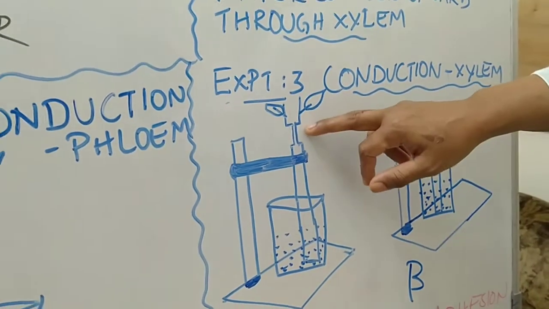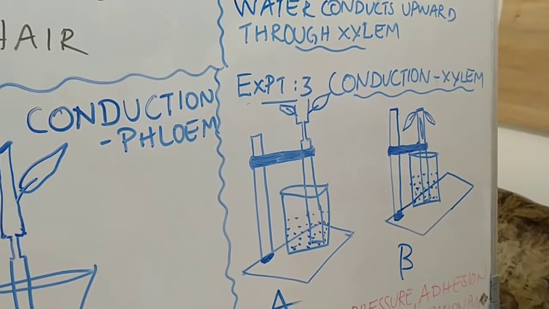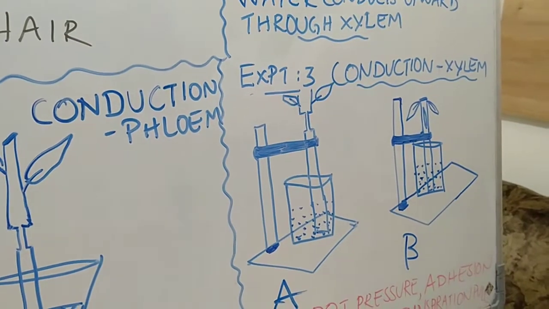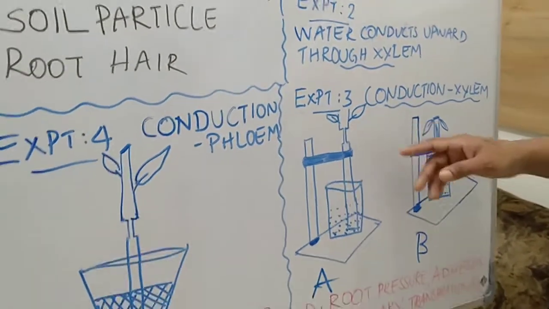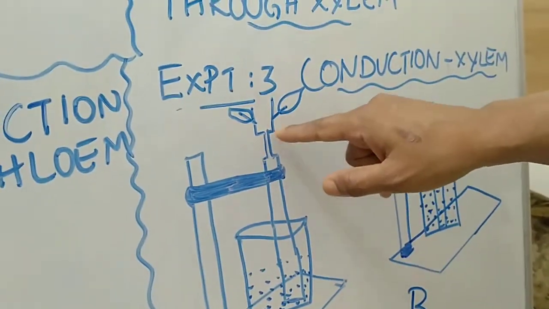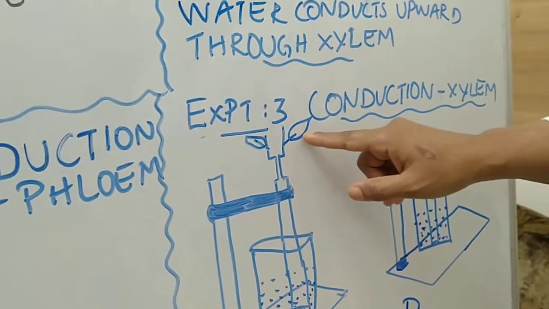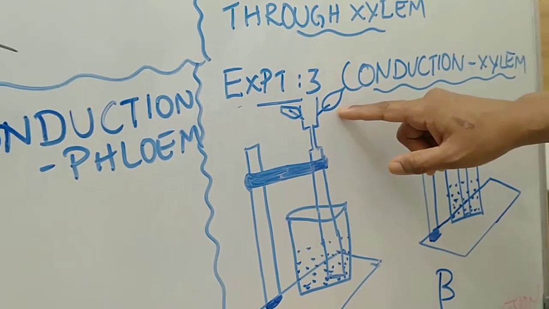So the first condition we can call a girdling experiment, that is, the outer region is removed. I have to keep it maybe for 1 or 2 days. After 1 or 2 days, if I observe, I can find that in this plant where the outer region of 3 centimeter length is removed, the leaves in the upper part still remain turgid.